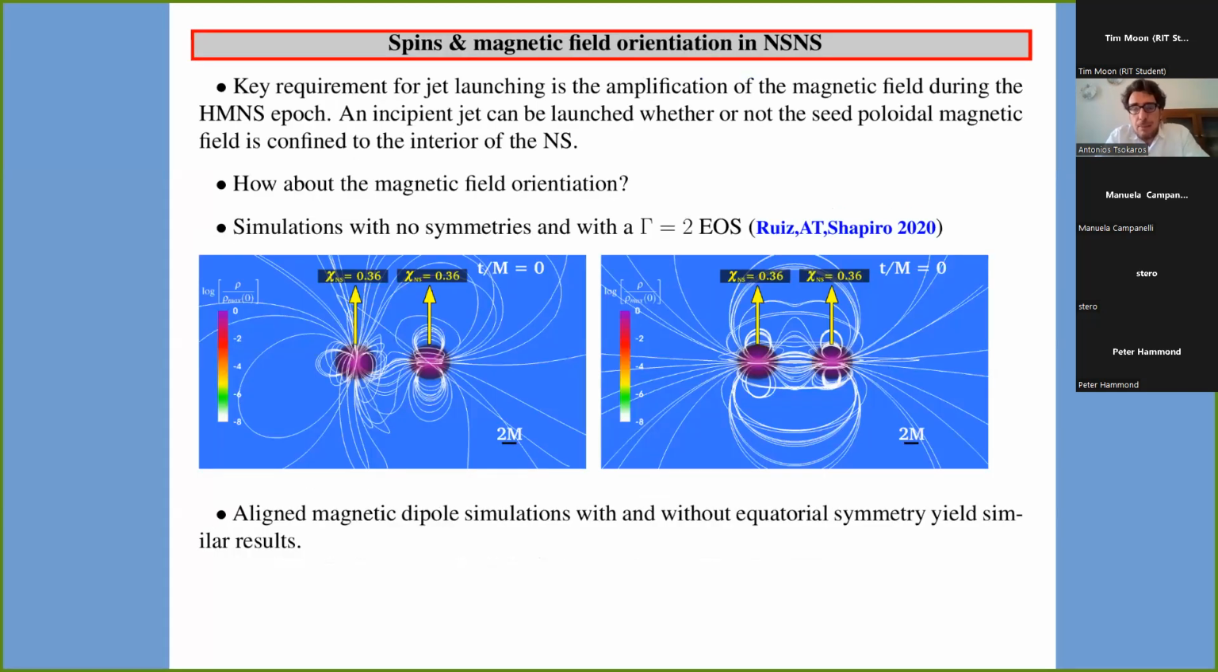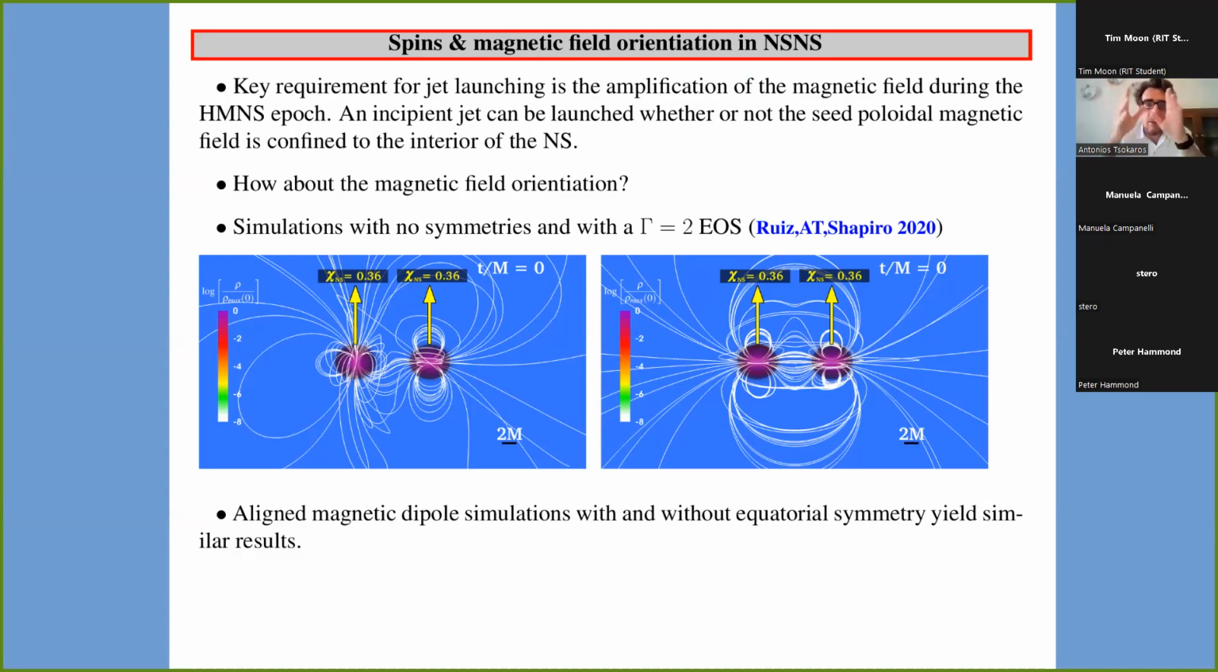With respect to the magnetic field orientation, we have found from all the previous studies, even from simple polytropes, that the key requirement for jet launching is the amplification of the magnetic field during the hypermassive neutron star epoch. An incipient jet can be launched whether that magnetic field is interior, or like a pulsar, extends to the exterior.